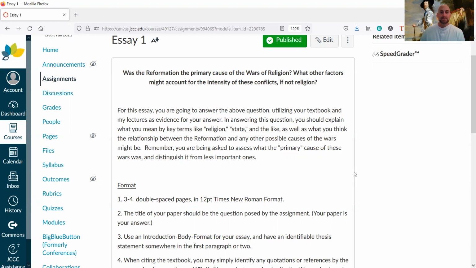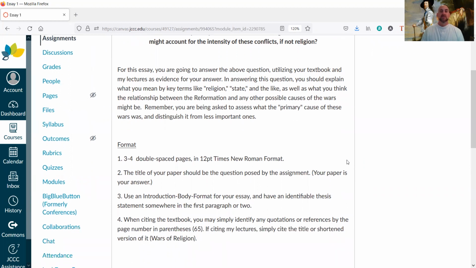And so to get you to think through what are the possible causes for these wars of religion, and I'll have a whole lecture on this when we get into it here. So you're asked to assess what's the most important cause, the most primary cause of these wars, in terms of making them so bitter and so intense, and distinguish it from other ones. So it's about causation. It's about you making distinctions between factors and sort of ranking them in terms of their importance, basically.